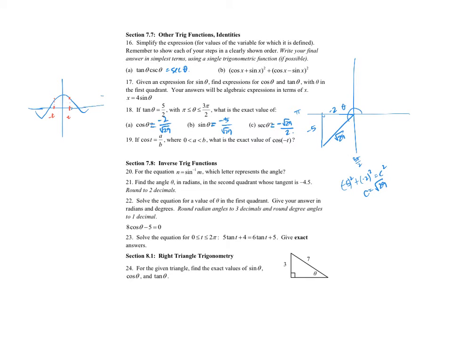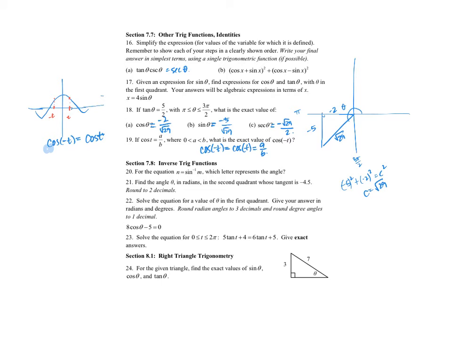Because cosine is what we would call an even function, cosine of -t is equal to cosine of t. And that's true for all values of t. So the exact value of cosine of -t is that it's equal to cosine of t, which is a over b. Okay.